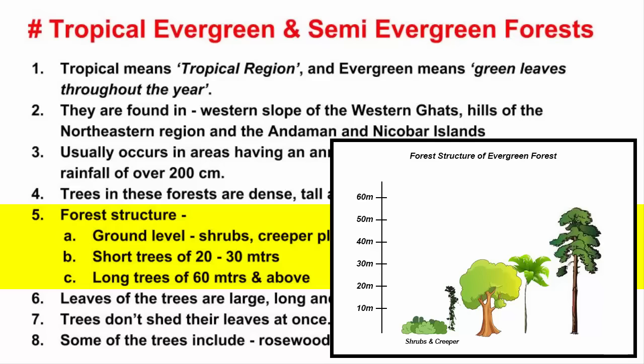The reason these trees are tall is because there's a competition among the trees and plants of the tropical forest for sunlight. The ones that are taller enjoy the maximum amount of sunlight. They constantly struggle and fight to grow taller so that they can have maximum sunlight.